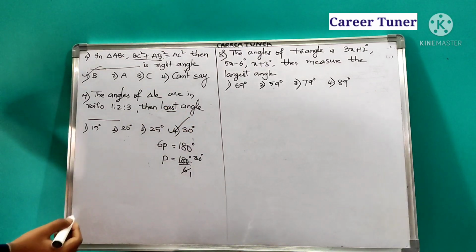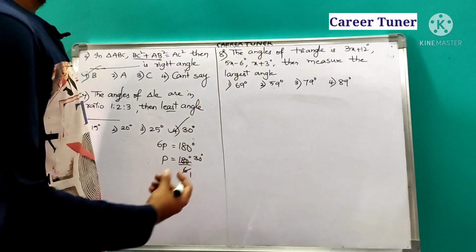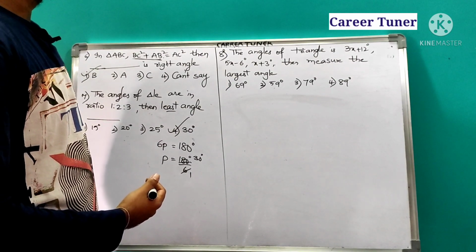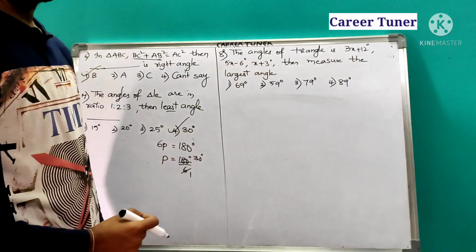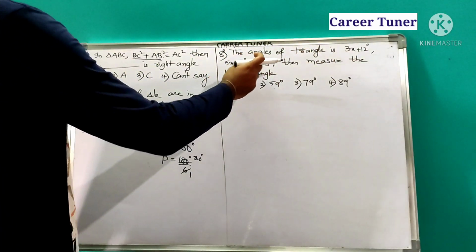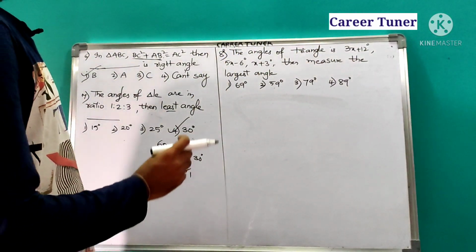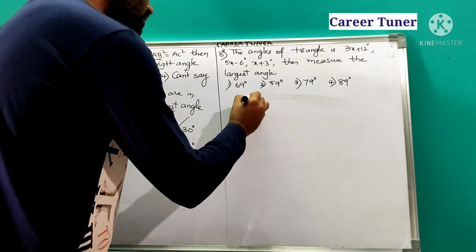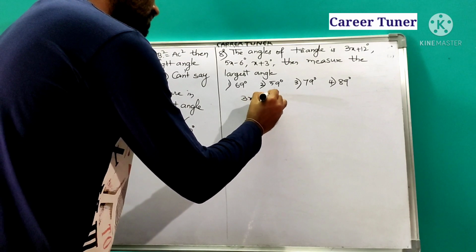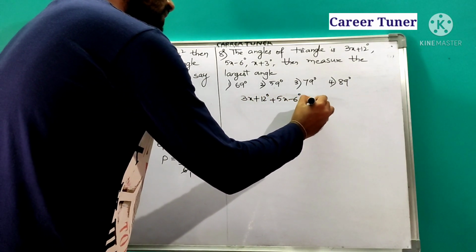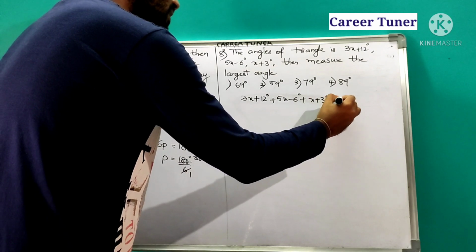So how much is it? 30 degrees. Next, eighth question: the angles of a triangle are 3x plus 12 degrees, 5x minus 6 degrees and x plus 3 degrees, then the measure of the largest angle. Here 3 angles have been given, first angle, second angle and third angle. We know that the sum of the 3 angles will be equal to how much? 180 degrees. So let us do it. 3x plus 12 degrees plus 5x minus 6 degrees plus x plus 3 degrees. The sum is equal to how much?